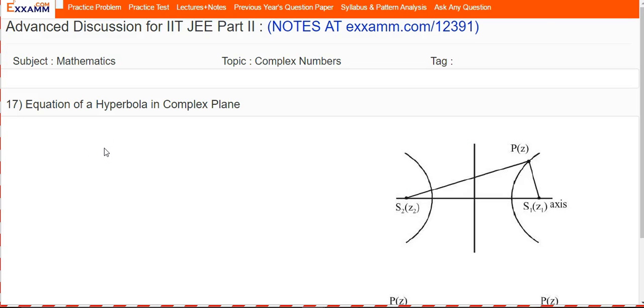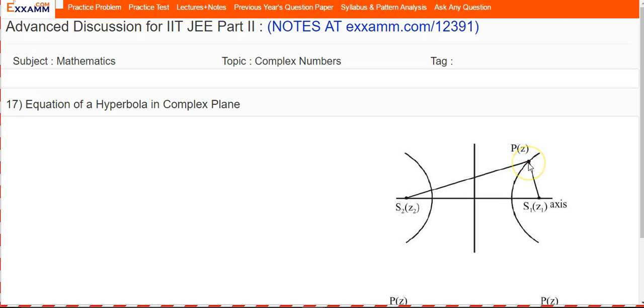Finally, we have come to the end of this very long but very important lecture for JEE as far as complex numbers are concerned. Now here we have to find the equation of a hyperbola in the complex plane. We know that in case of a hyperbola, the point P(z) moves in such a way that its difference from 2 points, which are the foci of that hyperbola, is always constant.